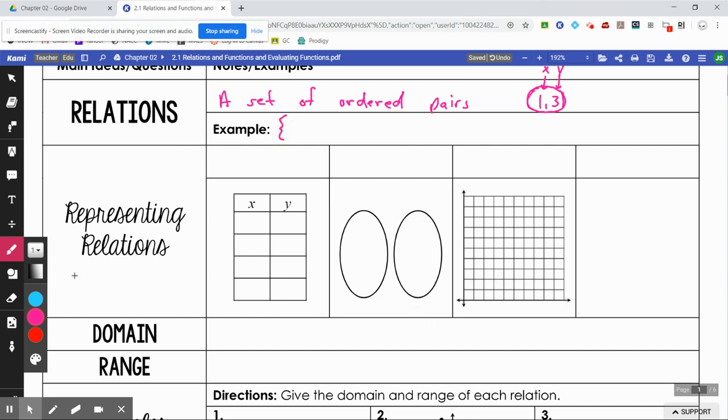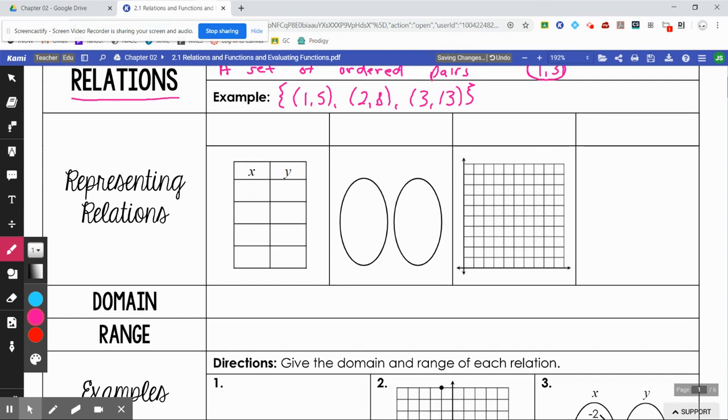So an example would be like (1, 5), (2, 8), (3, 13). So it shows you, okay, in this set, what if x were 1? What if x were 2? It shows you how it's related to y, and that's the reason we call it a relation.